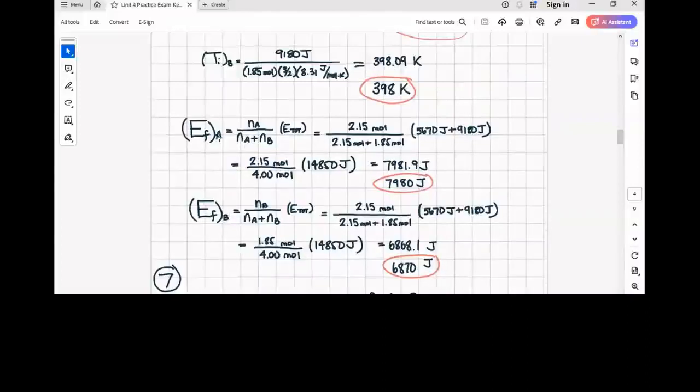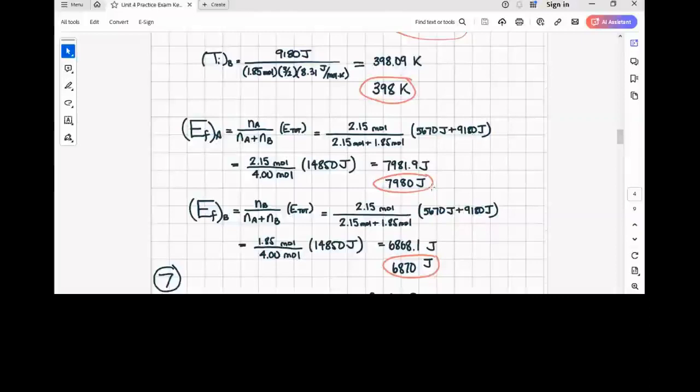In order to figure out how much energy is in system A after they've interacted with one another, I can just take the ratio of the material in the system that I can attribute to system A. So N_A over the total number of moles times the total thermal energy, and I get 7,980 joules. So that immediately tells me that gas A had to pick up some energy from gas B.